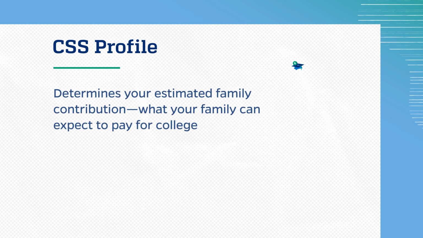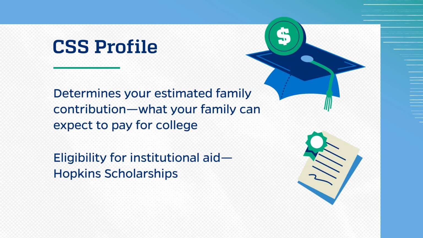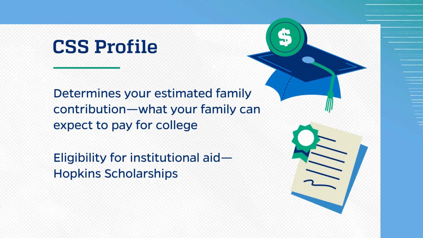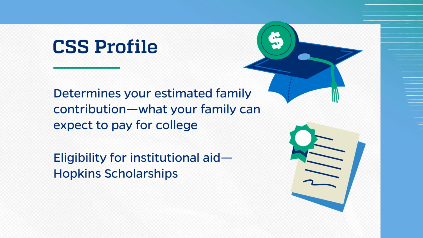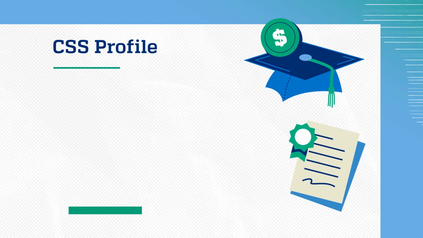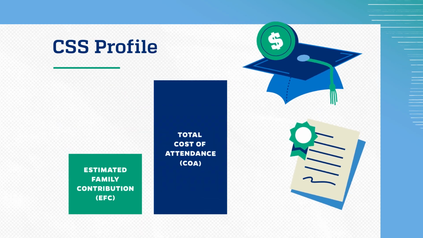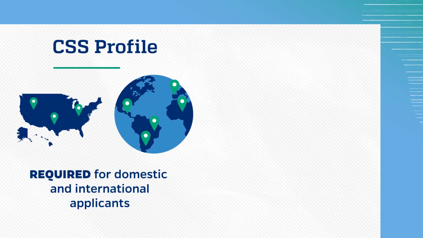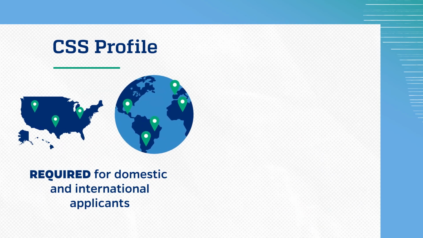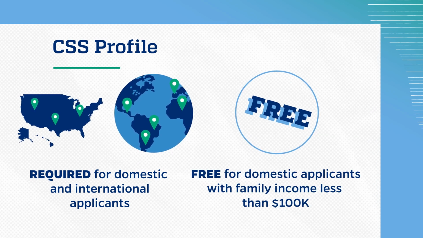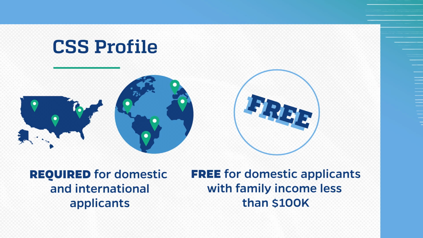Hopkins uses the CSS Profile to determine your estimated family contribution and eligibility for institutional aid, or what we call Hopkins scholarships. These are need-based scholarships beyond what you may receive from the federal government. They allow us to fully cover the difference between your estimated family contribution and the total cost of attendance. Submitting the CSS Profile is required for both domestic and international applicants. Filing is free for domestic applicants with an annual family income below $100,000.